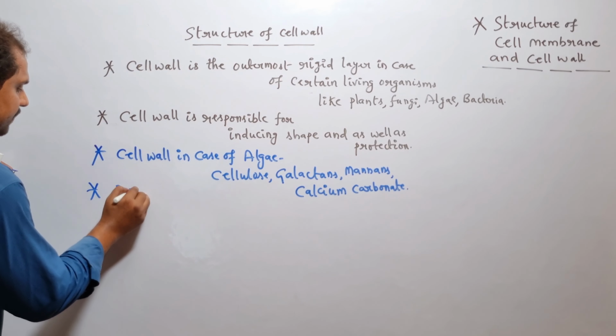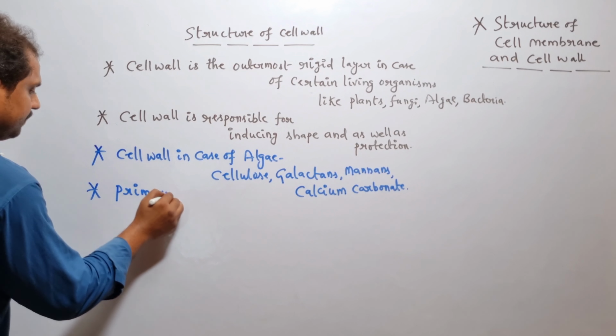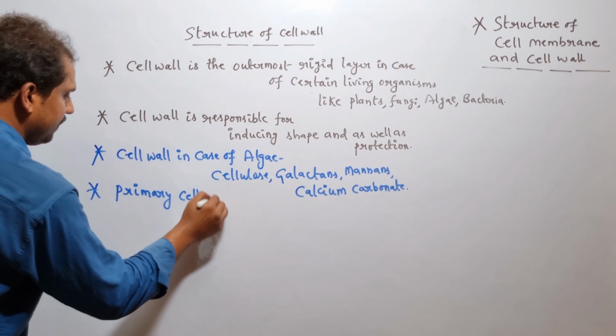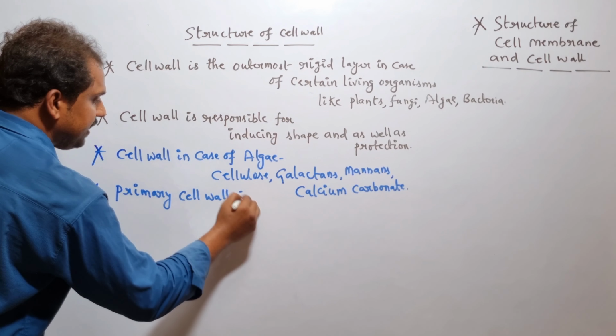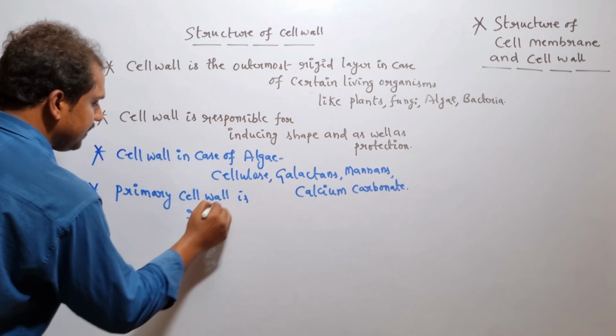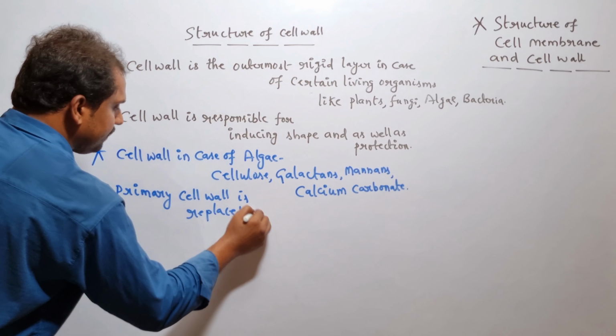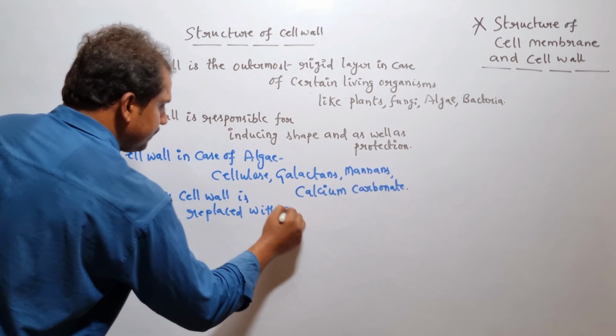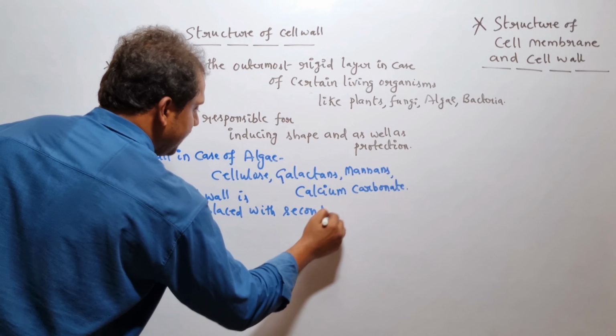Primary cell wall is replaced with secondary cell wall in case of plants.